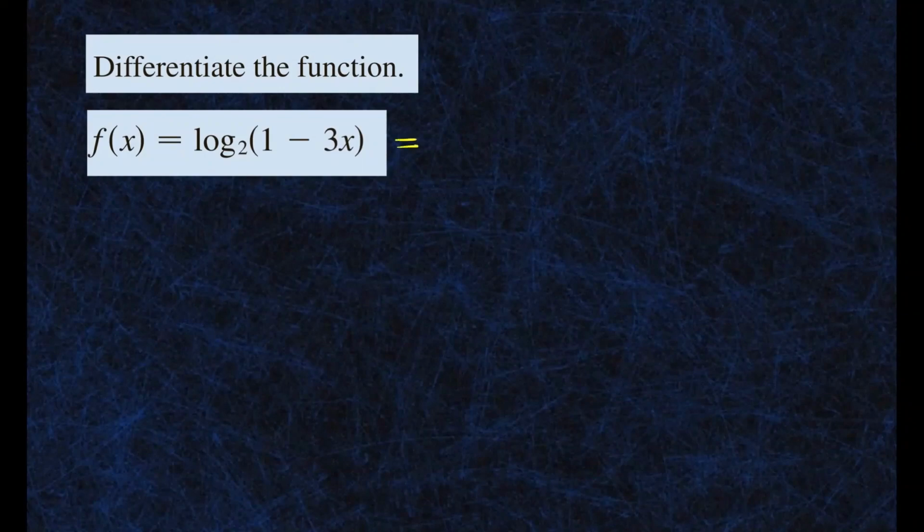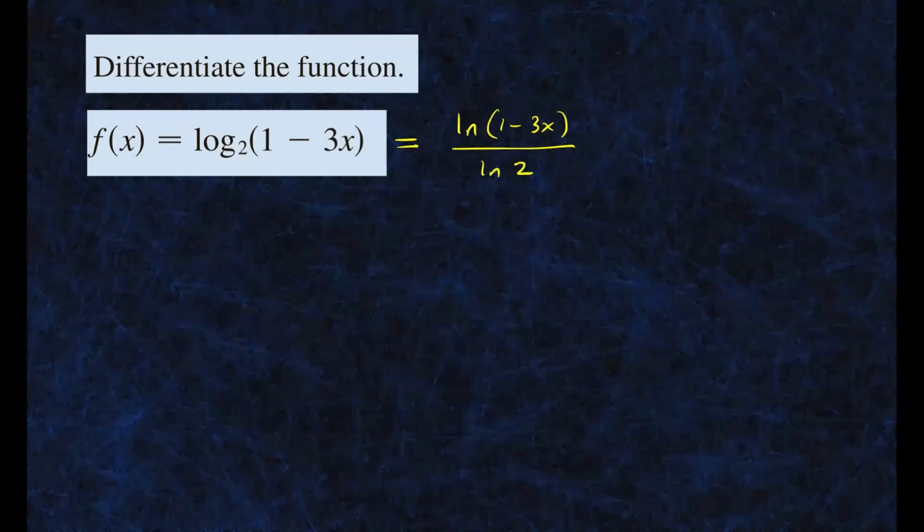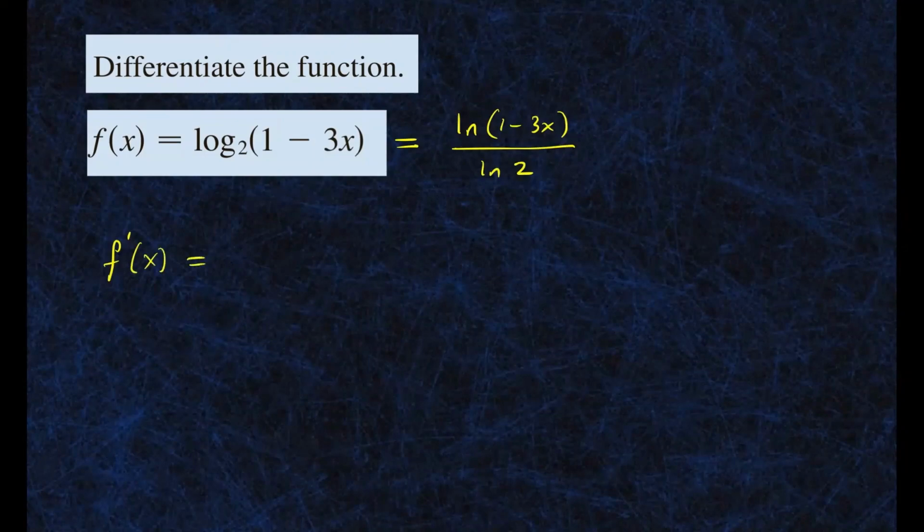So this piece right here is kind of like your x. Using the change of base formula, this is ln of 1 minus 3x over ln of 2. So that is how you rewrite using base e. And now we can differentiate. So the derivative of f, I can also write this as 1 over ln of 2, so you can see that's a constant, times ln of 1 minus 3x.